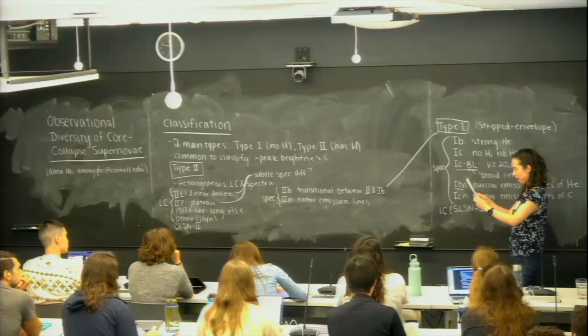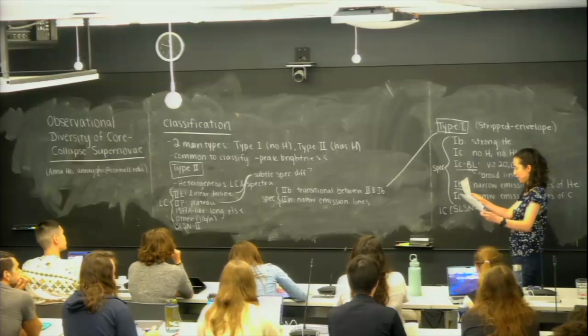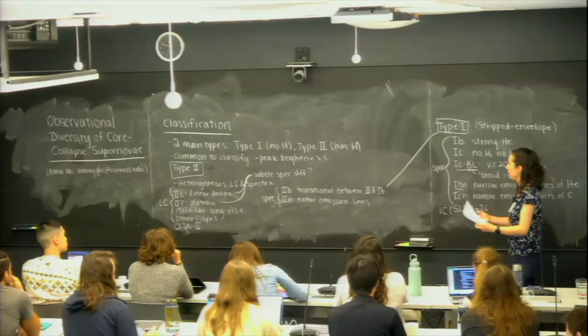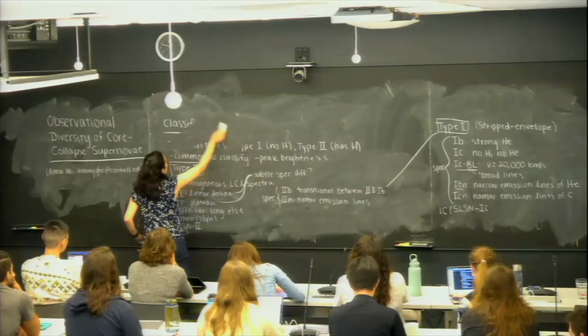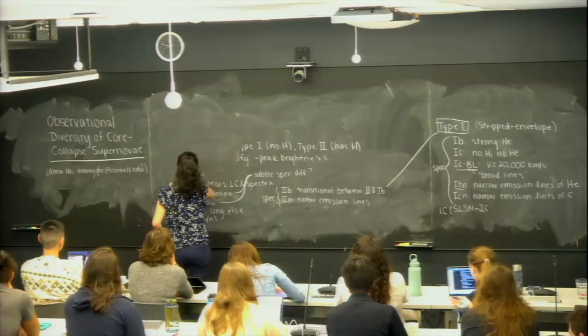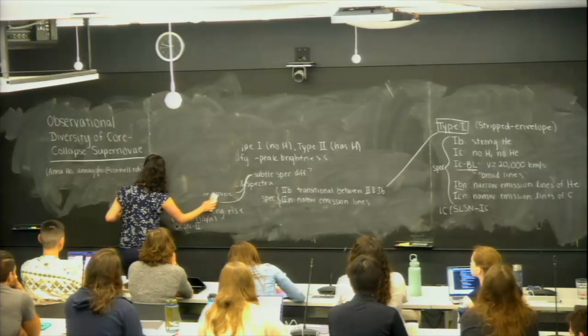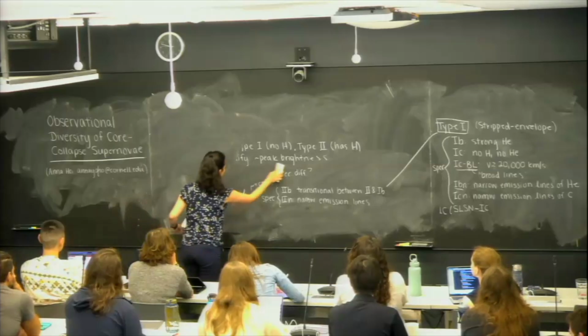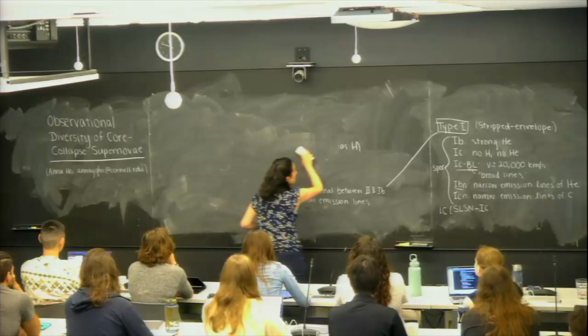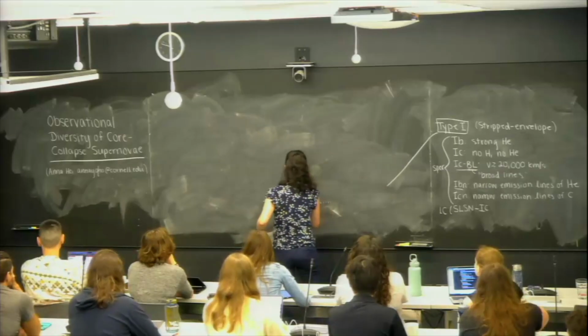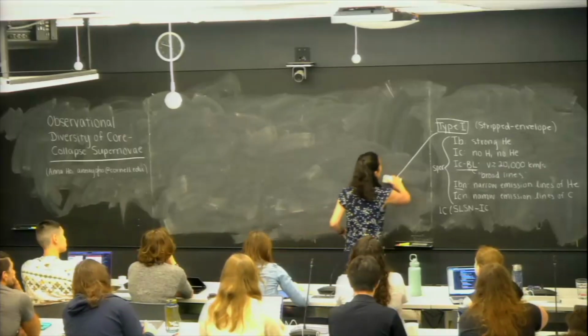Okay, type 1s, we already talked about how classification can be time dependent. So these are the primary classes of core collapse supernovae. And I'm now going to talk about some of the observational frontiers and what we've been learning from our recent surveys.